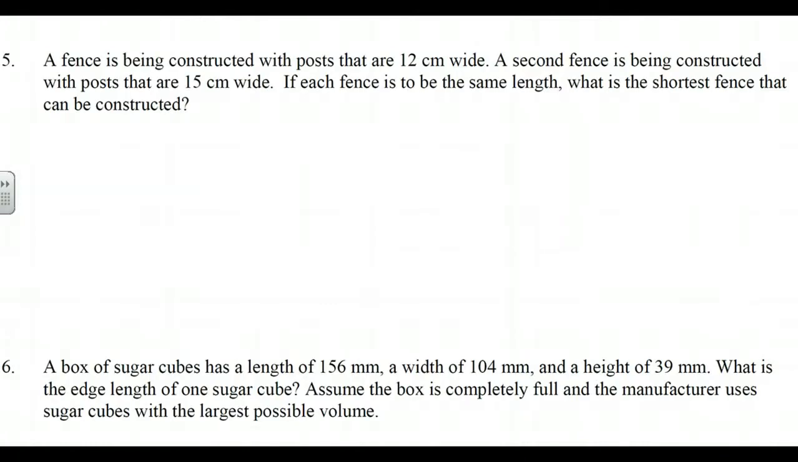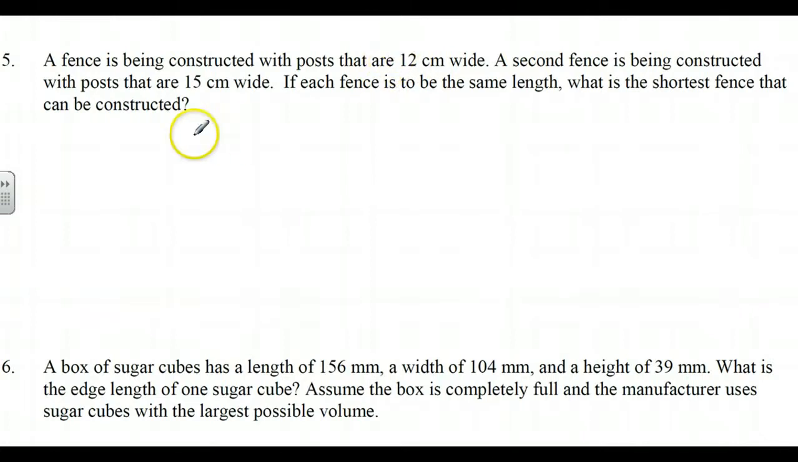A fence is being constructed with posts that are 12 centimeters wide. A second fence is being constructed with posts that are 15 centimeters wide. If each fence is to be the same length, what is the shortest fence that can be constructed? So I don't know if these are posts or boards. I think they're probably more boards that are 12 centimeters wide.